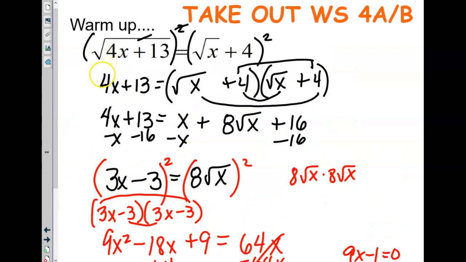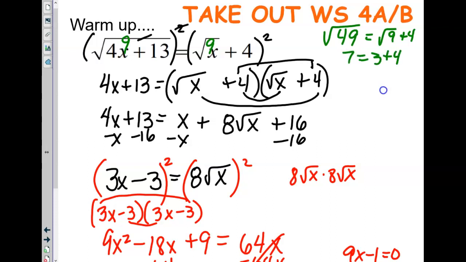They could be extraneous. 9 was one of them. If I put a 9 here and a 9 here, 36 plus 13, 49, is that right? Square root of 49 equals square root of 9 plus 4. Does that work?